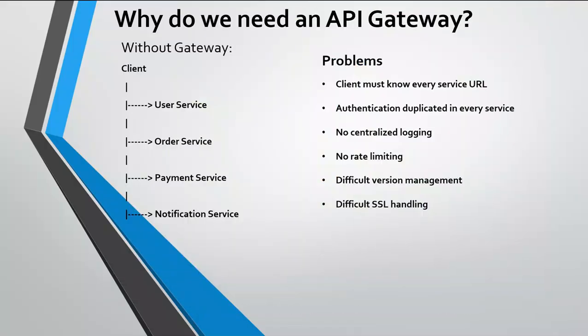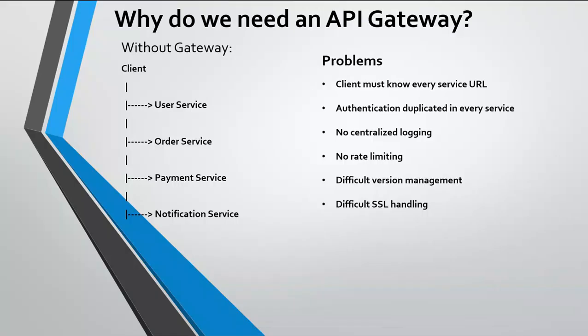Okay, why do we need these things? Without a gateway, what happens? The client will directly call user services, then order services. It will call the payment services and notification services directly. Whatever services we have, it will call directly from the client. So what problems will come if we have this kind of thing without an API gateway? The client must know every service URL. So the client has to know how it will enter, and it has to know the URL of each and every service.